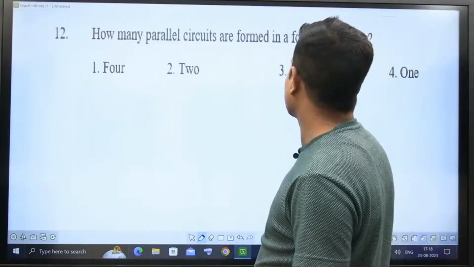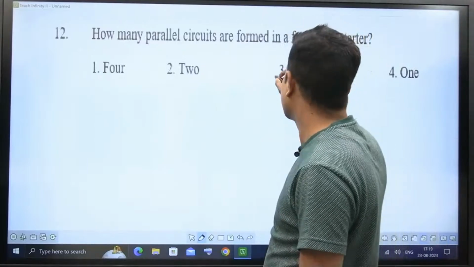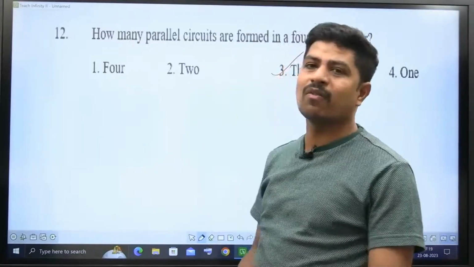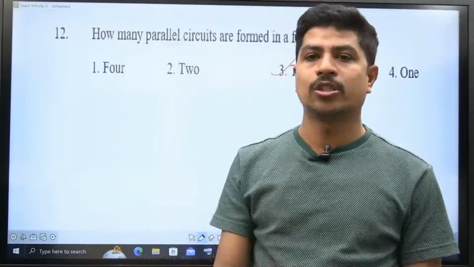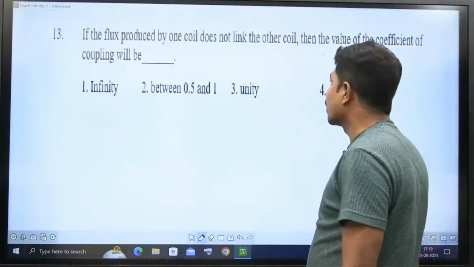How many parallel circuits are formed in a 4-point starter? The answer is 3. If you look at the circuit of a 4-point starter, 3 parallel paths or 3 parallel path combinations are possible. That is also a direct question. Let's go to the next question.